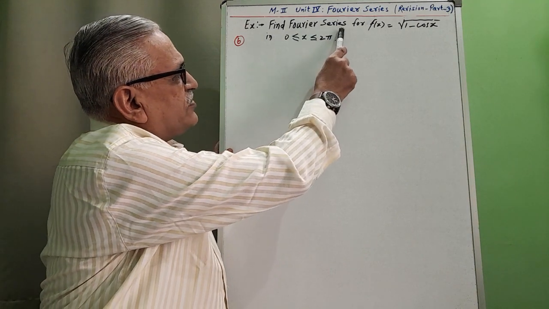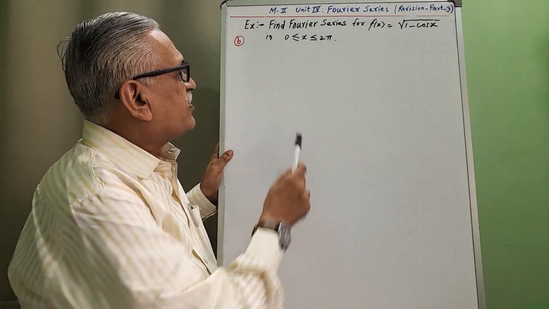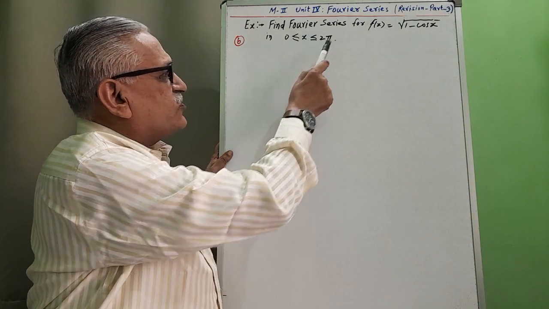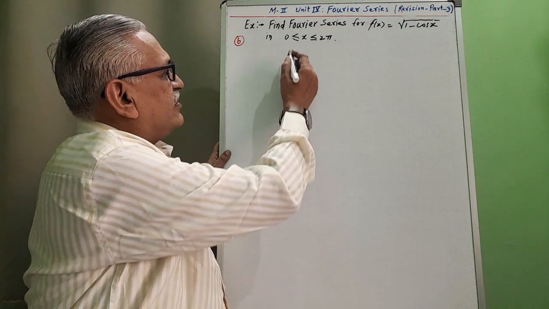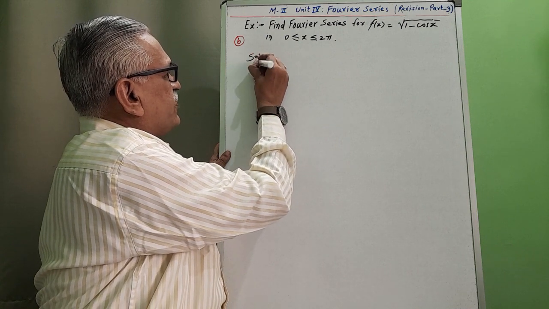Find Fourier series for f of x equal to square root of 1 minus cos x in the interval 0 less than or equal to x less than or equal to 2 pi. And as this is the limit, we require to find the full range Fourier series.